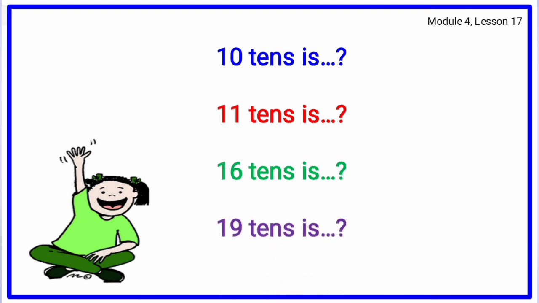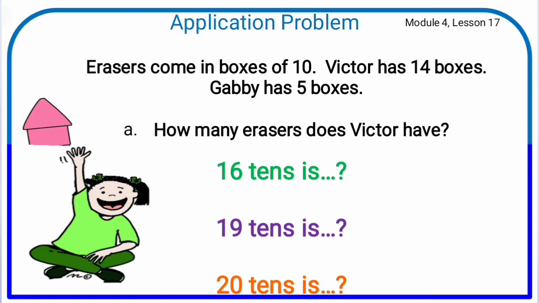What about 19 tens? Can you grab the answer for me? All right. 19 tens is the same as 190, and 20 tens is 200.